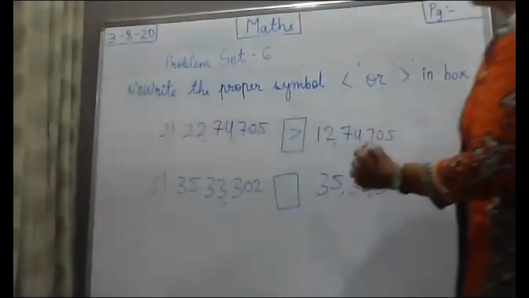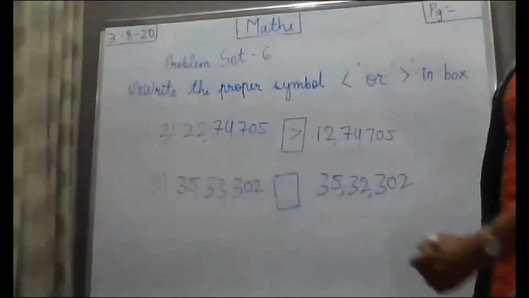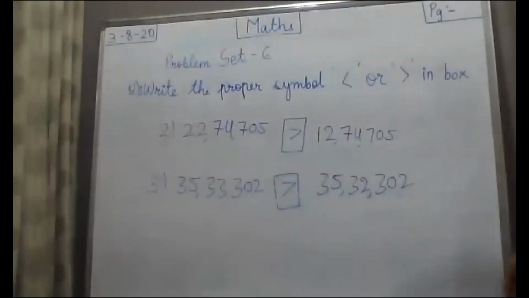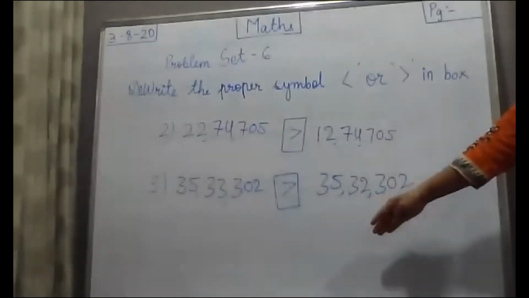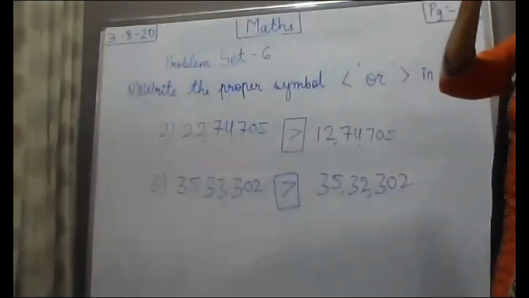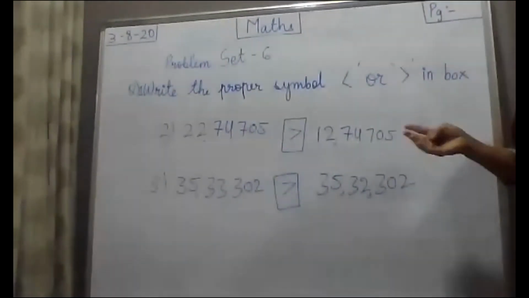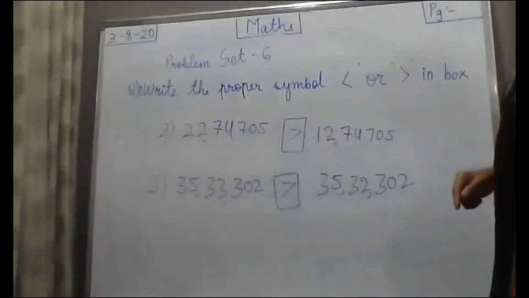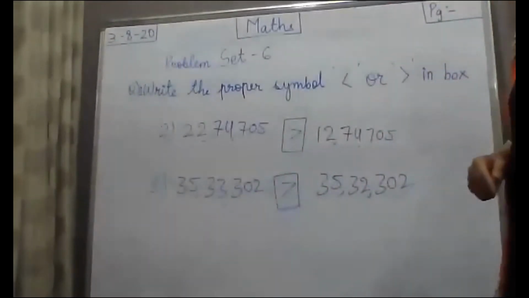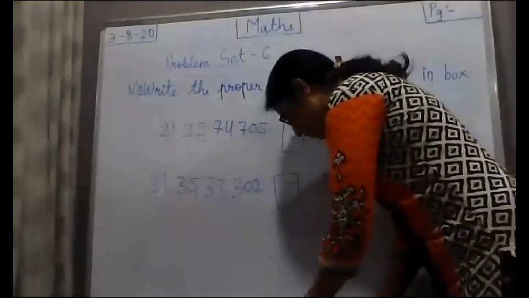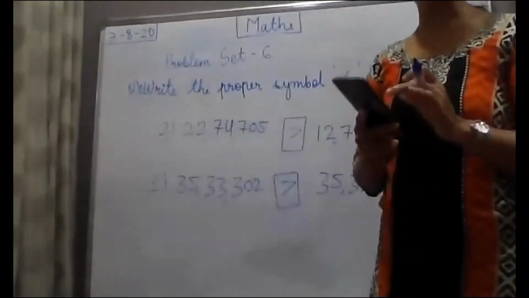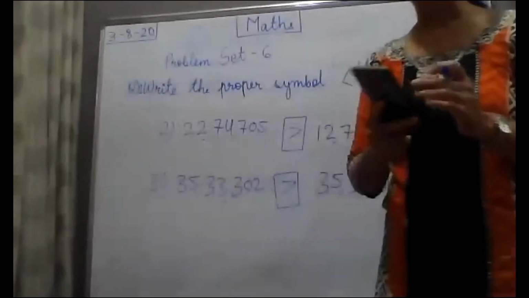Yes, 33,000 is the greater number. So again we have to put this symbol. Understood? So this is how we solve this first exercise: write the proper symbol in the box. First is already given. The second and third I showed you on the board. The remaining 4 more are there. It's homework. You just do it.